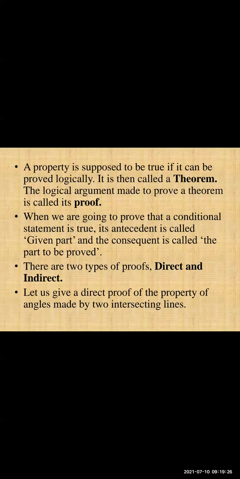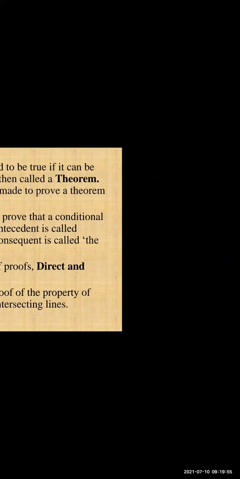There are two types of proof. First is direct proof and second is indirect proof. Let us give a direct proof of the property of angles made by two intersecting lines. Now see here, we have two different types of theorem. In one we are going to see direct proof, which will use some logical statements and we will get the proof. And the second one is the indirect proof. So what are direct proof and indirect proof, we will see here.